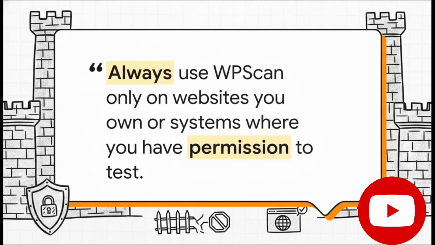Now hold up, because before we go any further, there is a golden rule we have to establish. Always use WPScan only on websites you own or systems where you have permission to test. Seriously, this explainer is strictly educational. We are talking about defensive auditing. Running a scanner on a website without explicit, documented permission is a massive, absolute line you just do not cross. The goal here is to build our walls higher, not tear other people's down.